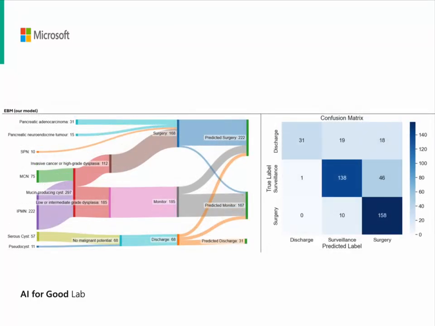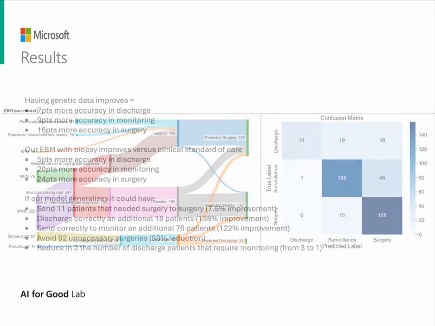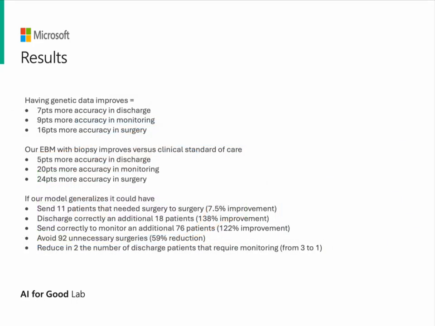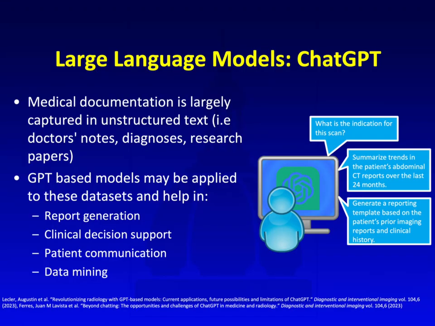And it became very important because when you start looking at the data, the number of patients who did not go to surgery, basically we avoided 92 unnecessary surgeries, which was a 59% reduction. We were able to monitor patients or discharge patients. The improvement was either 122% or 138%. So you could see the advantages of this technique.